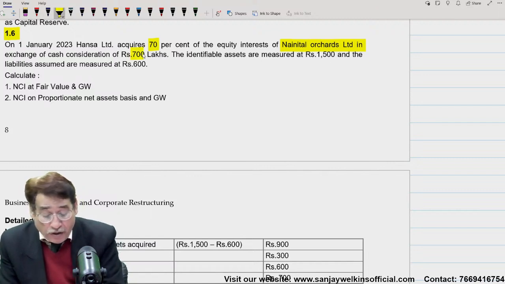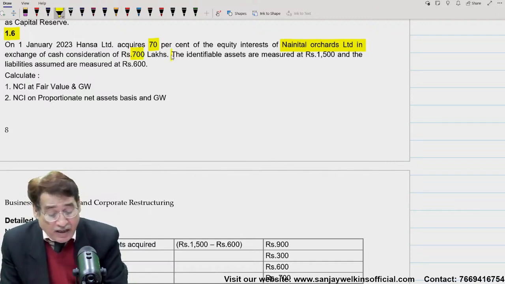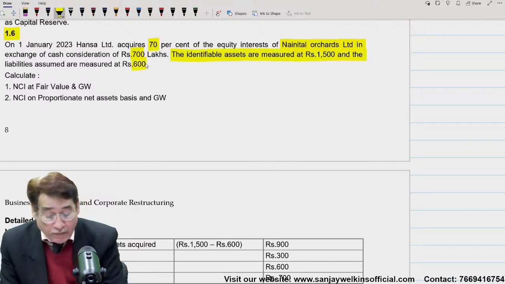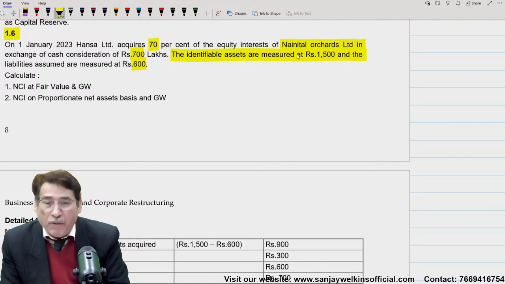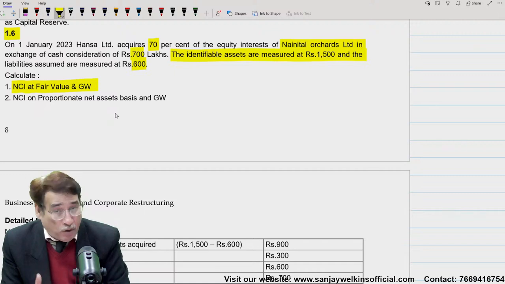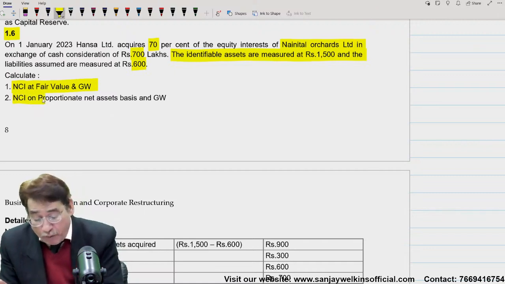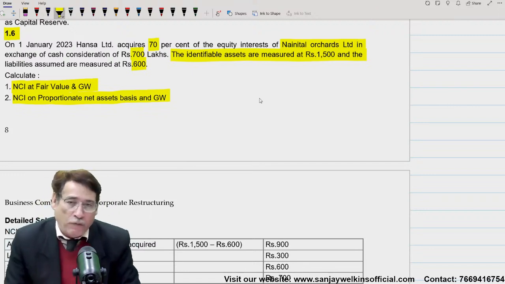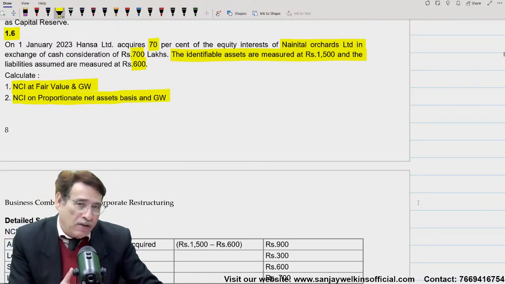In exchange for a consideration of 700 lakhs. Again, it is given that identifiable assets are measured at 1,500 and liabilities are 600. So you can manage this question. In this question, we have to compute NCI at fair value and goodwill, and we have to compute NCI on proportionate share of net assets basis and also the goodwill.